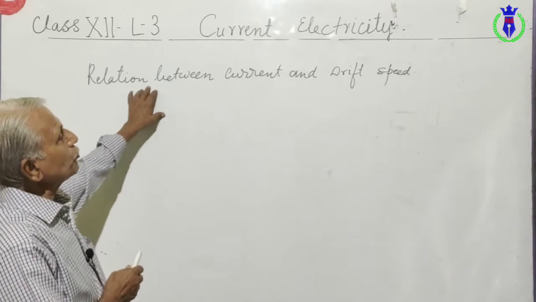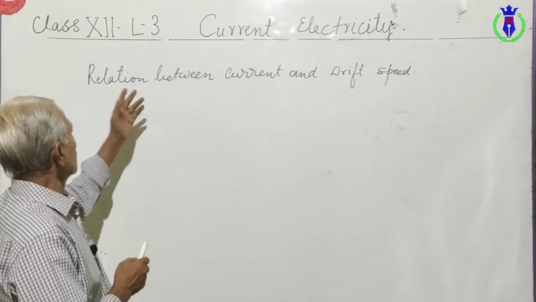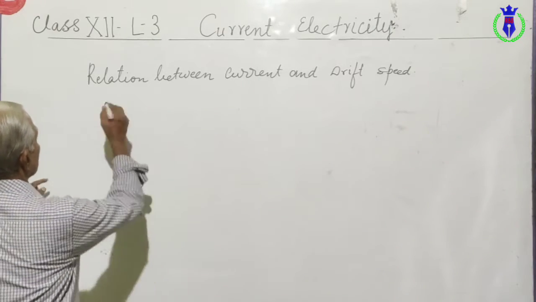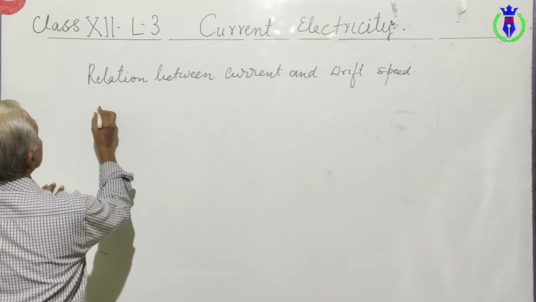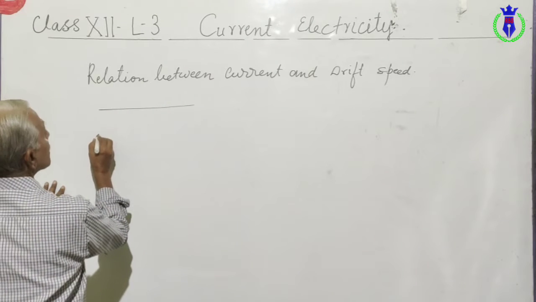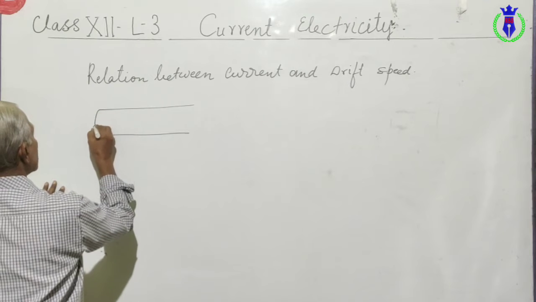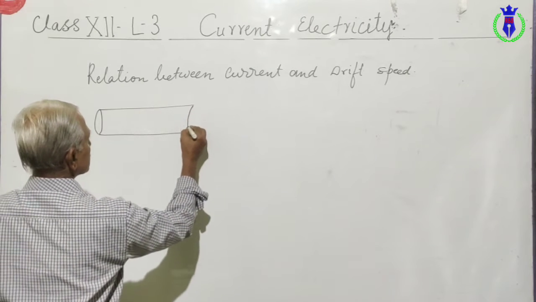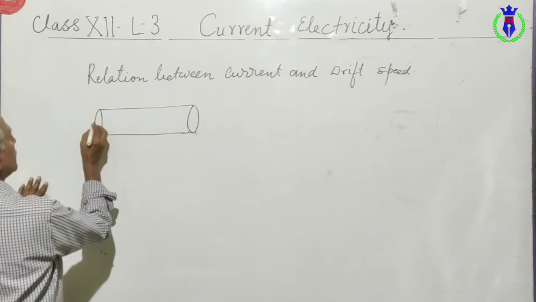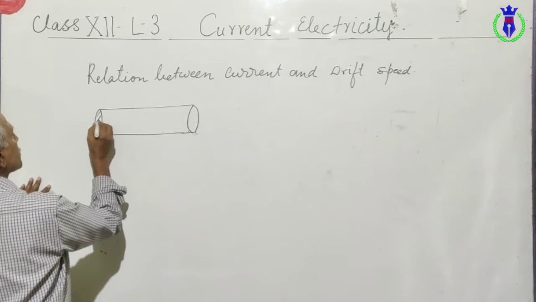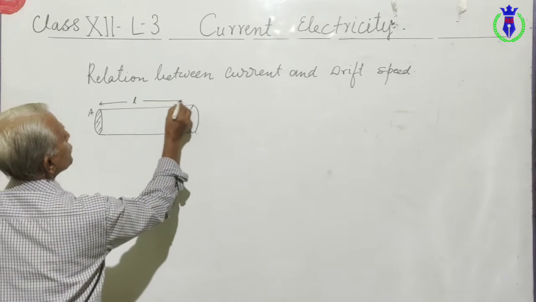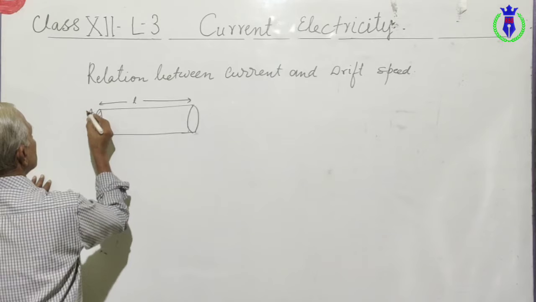Now we have studied about drift speed or drift velocity, the relation between the current and the drift speed. Let us consider a conductor of length L and cross section A. This is the area of cross section A. The length of this conductor is L and the cross section is A.